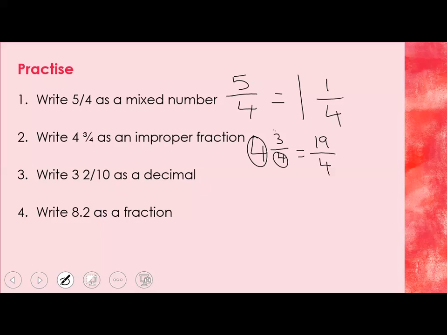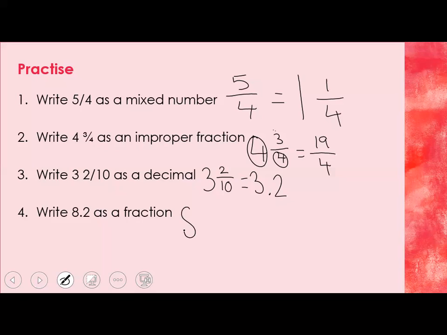Next, I have 3 2 tenths. And I'm going to write that as a decimal. So I know that I have how many whole ones? Well, I've got 3 whole ones, and 2 will go in my tenths column because I have 2 tenths.